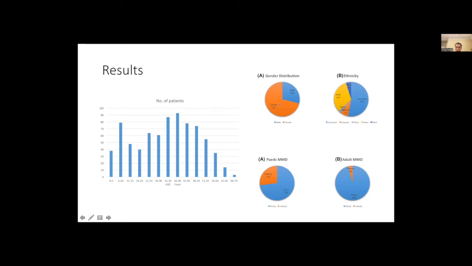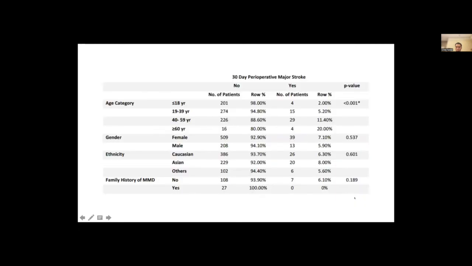So gender distribution, more female, 71%, mostly Caucasian, 53%, only 1/3 Asian. For the pediatric Moyamoya disease patients, 73% of them had direct bypasses, and in the adult, 96% of them had direct bypasses.